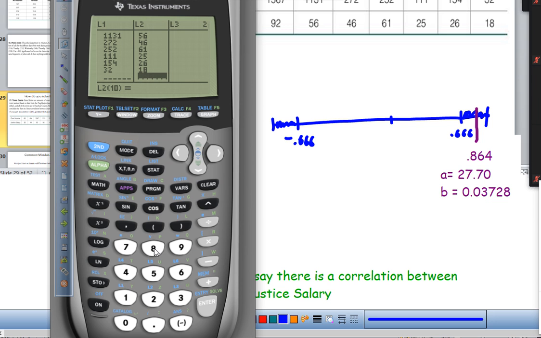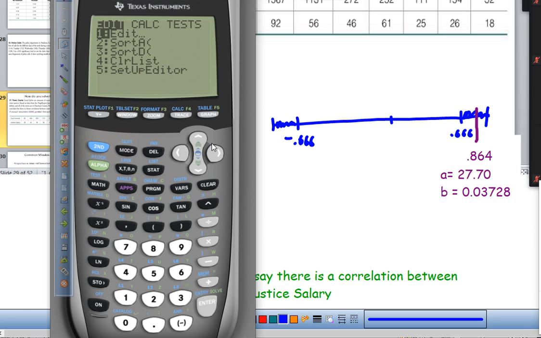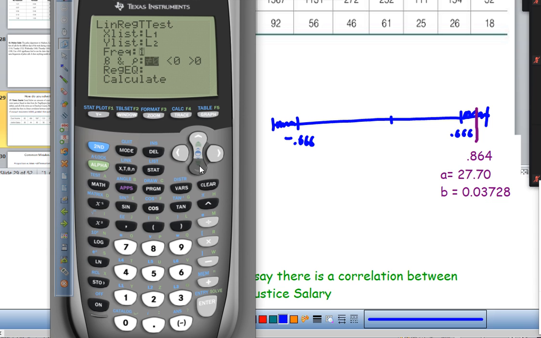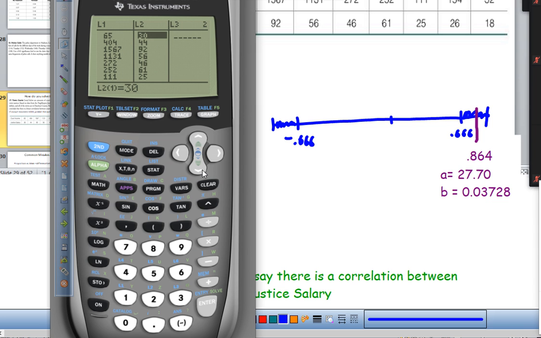Here, I'll show you. If I accidentally had something left over, then when I go to stat, test, LinRegTTest, L1, L2, frequency 1, it's going to give me an error: dimension mismatch. That's because they don't match up. So I have to go back to stat, edit, and ask which one is wrong. These all look right. Oh, there's an extra one there. So you hit delete, and that one will go away.